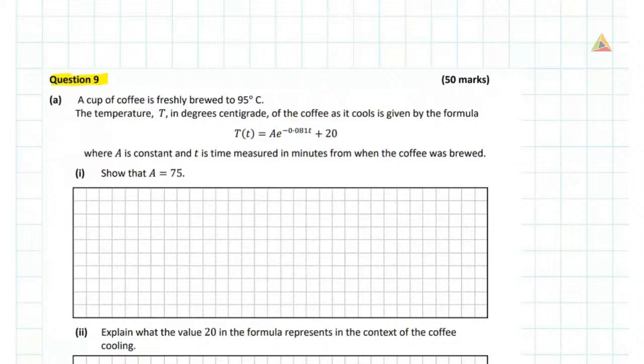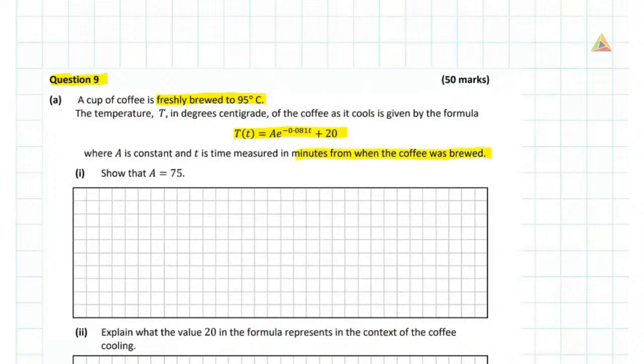Okay, so a cup of coffee is freshly brewed to 95 degrees. That's going to become important in a second. It's freshly brewed, so at the time we start the clock, initially, it's 95 degrees Celsius. The temperature in degrees of the coffee as it cools is given by this formula. That's the formula we're going to be working with. A is just a constant number, and T is time measured in minutes from when the coffee was brewed.